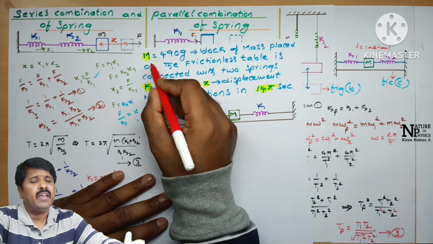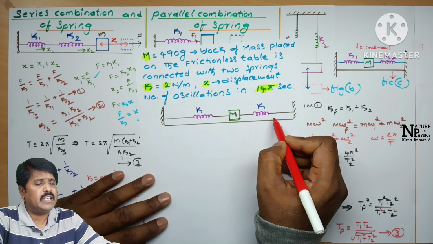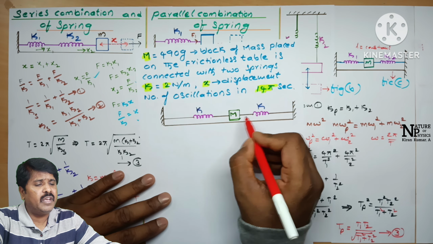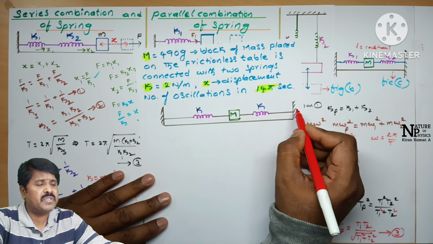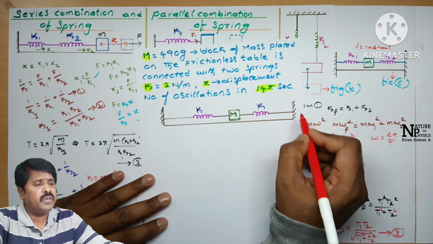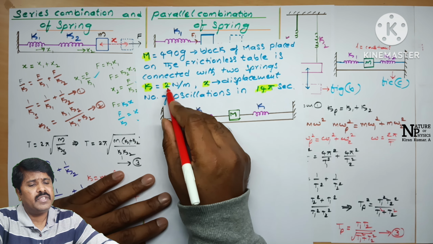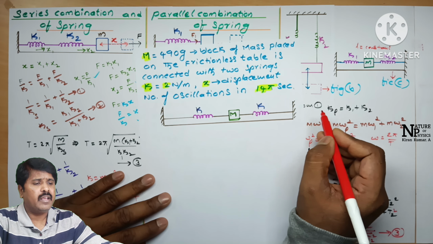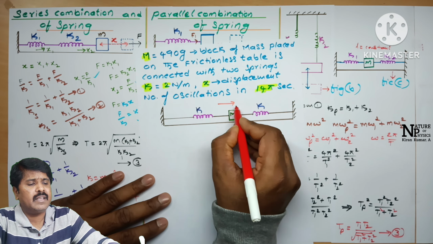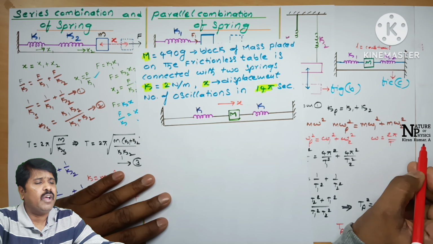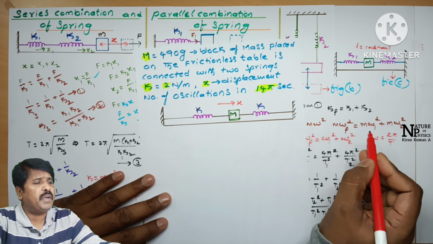In this problem, there is a block of 490 grams that is suspended or connected between two springs, K1 and K2. Both have the same force constant and are fixed to two rigid supports. Okay, student. In this, the force constant in Newton per meter is given and the displacement x is also given. So one spring gets elongated, another spring gets compressed, student.